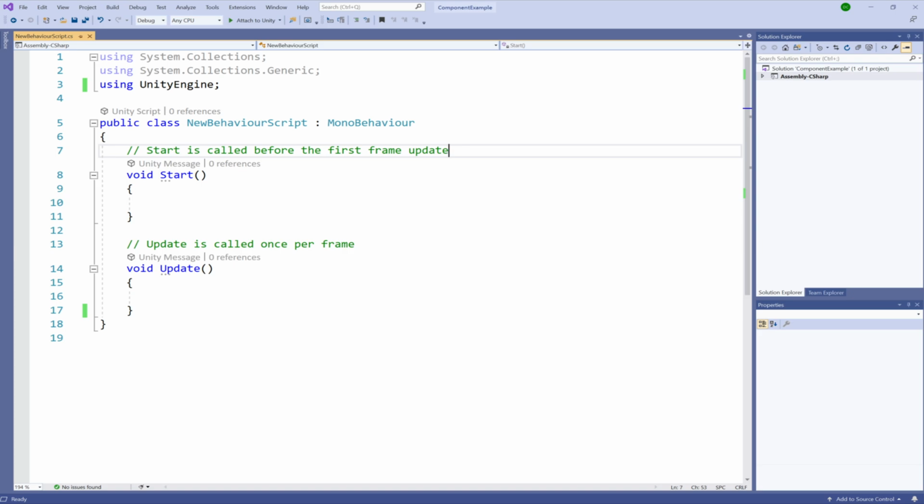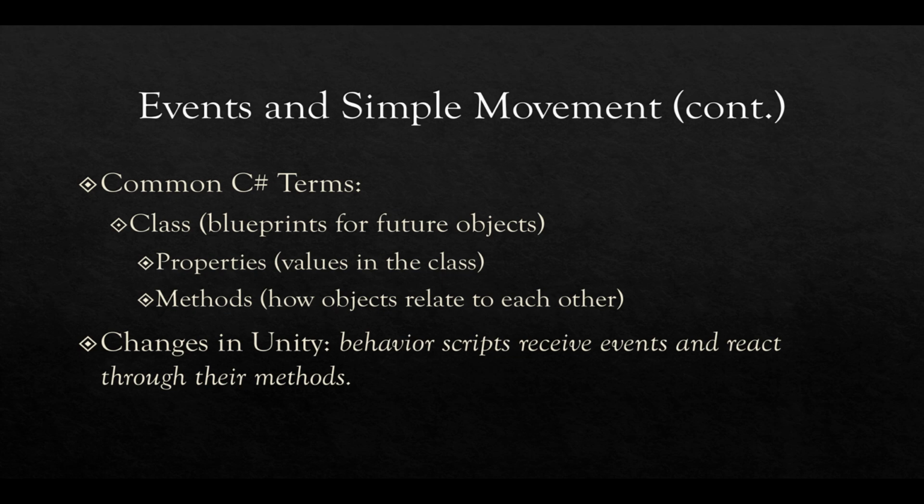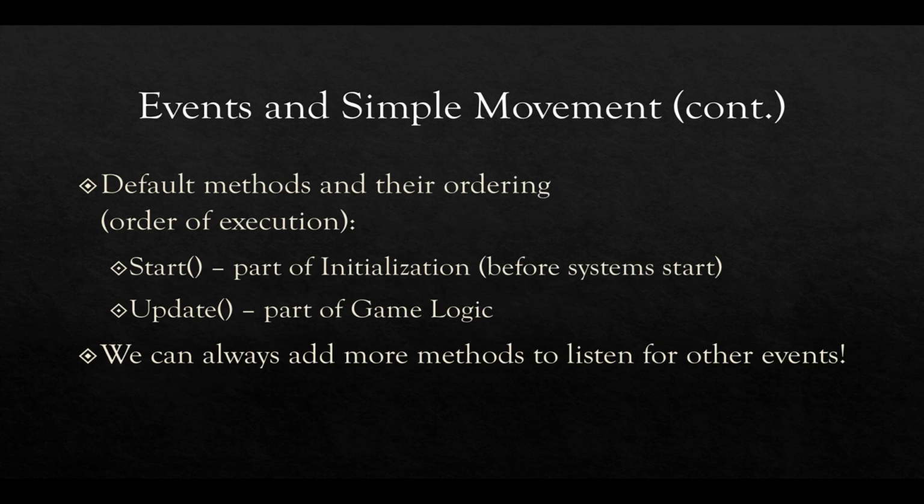In fact, let's move back to the slides and we'll talk about this order and then we'll come back and edit some code here. So moving back to the slides, we see again default methods and their ordering. Again, this is part of order of execution. This will be important as we start talking about future videos. So again, order of execution just simply means that systems run in a very fixed schedule.